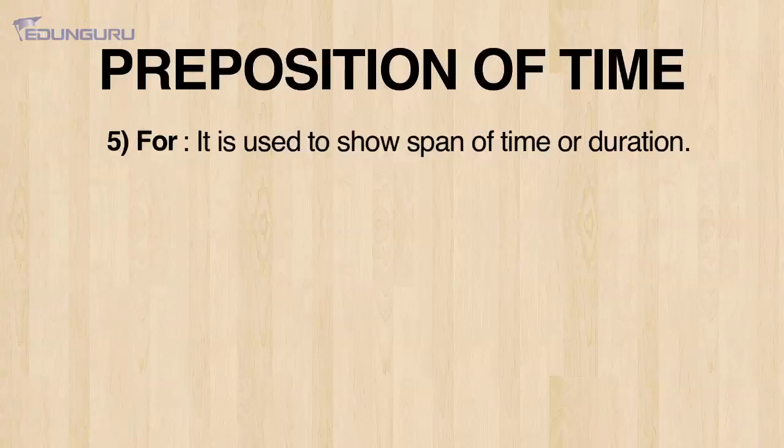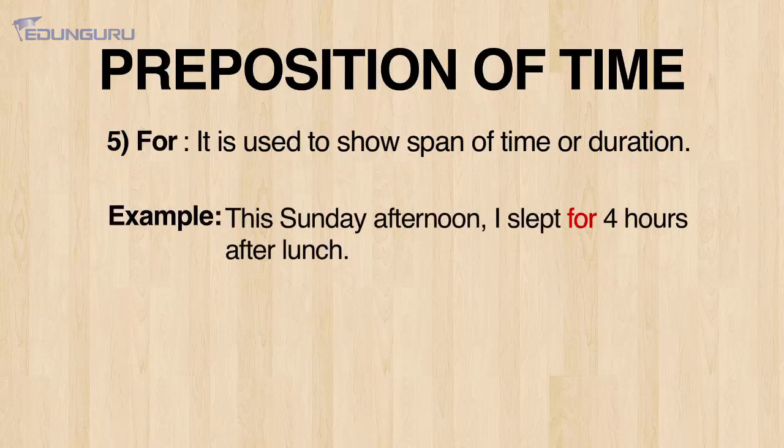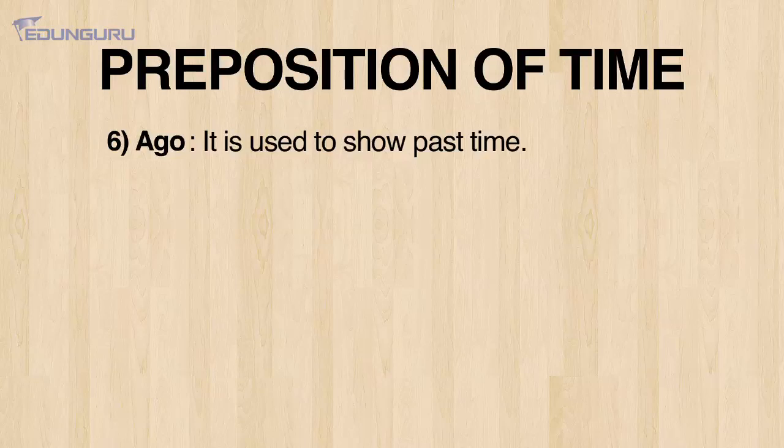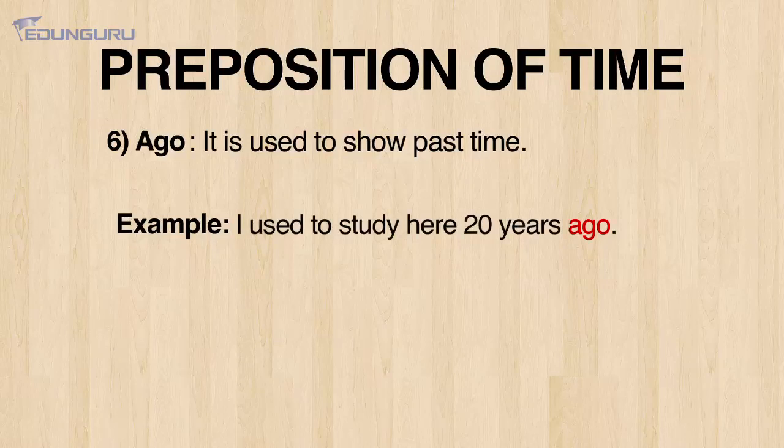Going on to the fifth one, for. We use for to show the span of time or duration. For example, this Sunday afternoon I slept for 4 hours after lunch. Going on to the sixth one, ago. We use ago to show past time. For example, I used to study here 20 years ago.